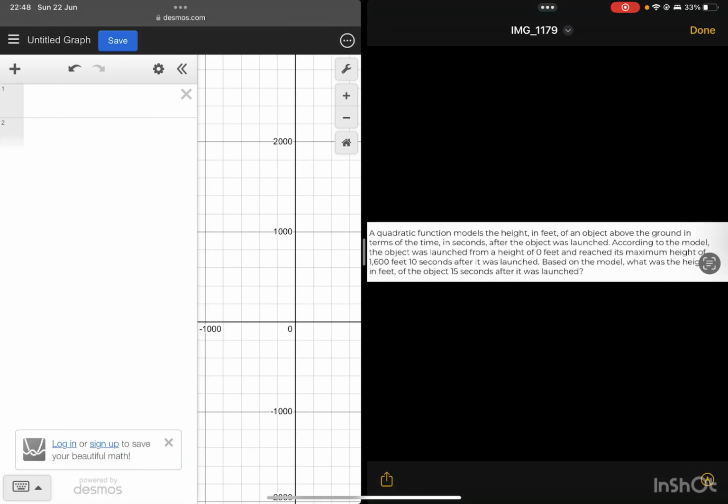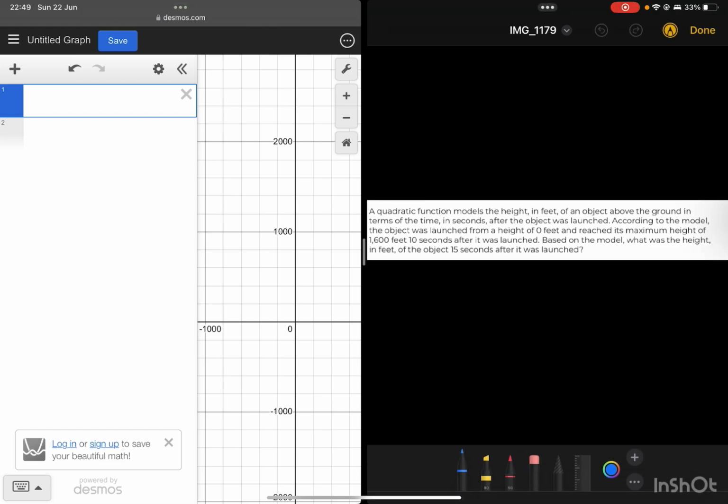A quadratic function models the height in feet of an object above the ground in terms of time in seconds after the object was launched. According to the model, the object was launched from a height of 0 feet and reached its maximum height of 1600 feet 10 seconds after it was launched. Based on the model, what was the height in feet 15 seconds after it was launched?